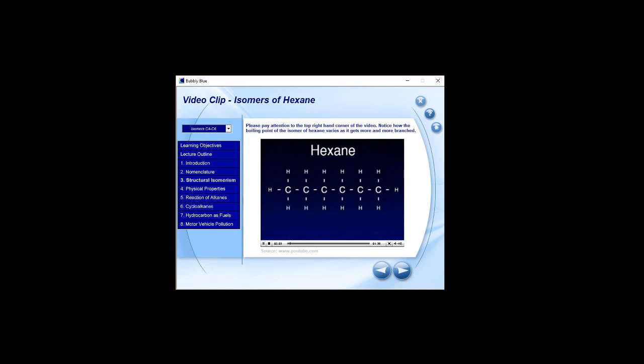Hexane is a covalently bonded molecule consisting of 6 carbon atoms and 14 hydrogen atoms. Each hydrogen atom forms 1 covalent bond, and each carbon atom forms 4 covalent bonds. These 20 atoms can be rearranged into 5 different compounds called structural isomers, each having slightly different properties. Notice how the boiling points of each isomer change. Arranging the carbon atoms in a straight chain produces n-hexane.